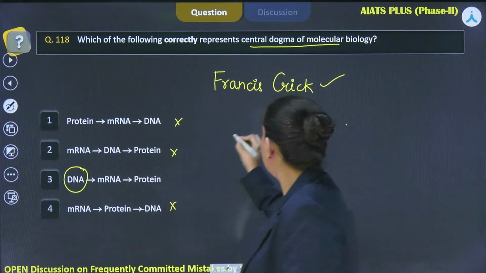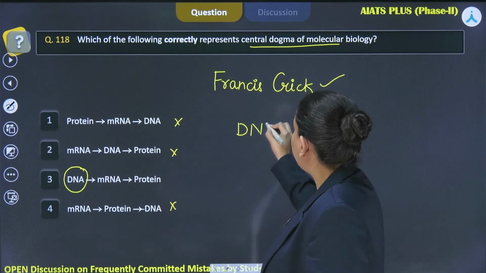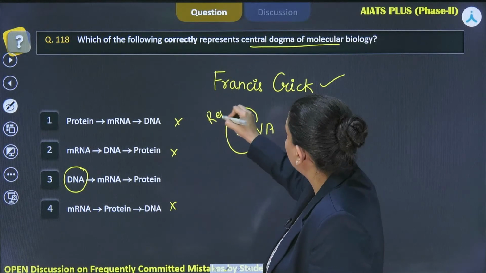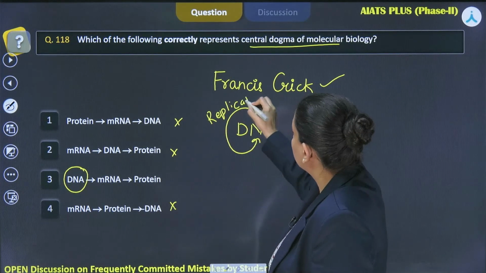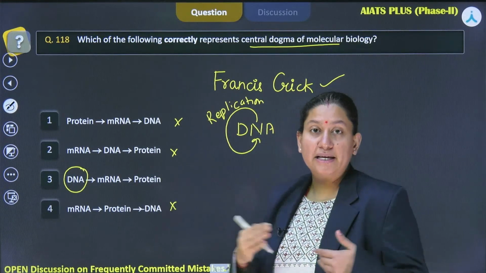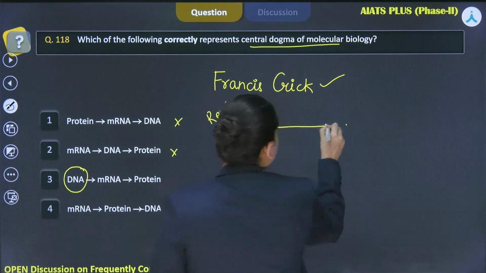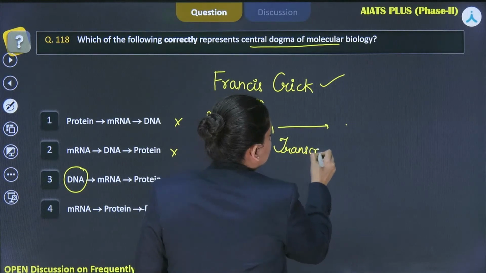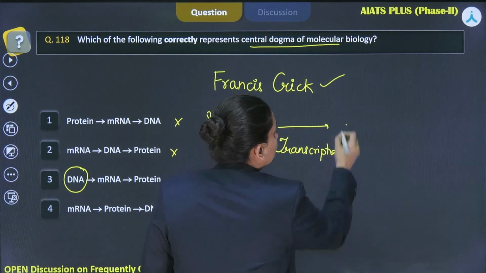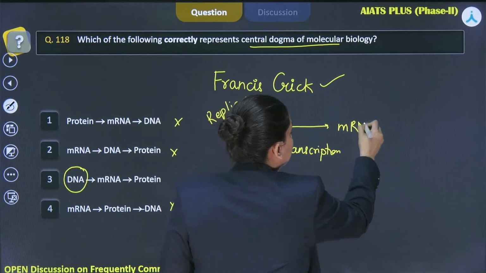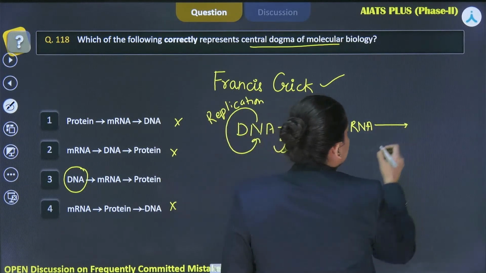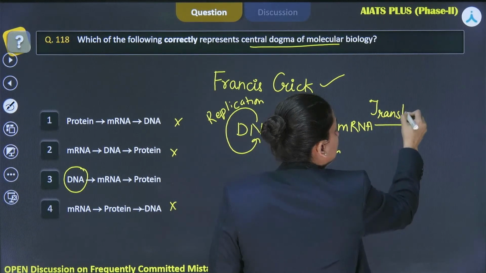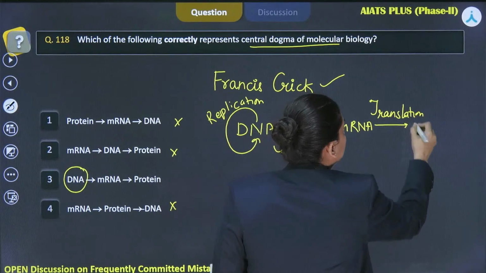So ideally, initially DNA makes its copies by the process of replication, right, making its copies. Then further it will perform transcription to make this mRNA, and finally it performs translation to make proteins, right?